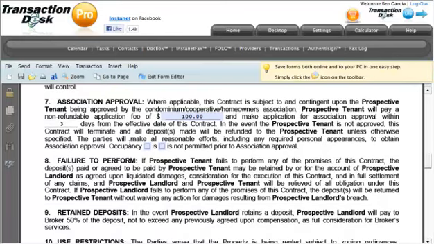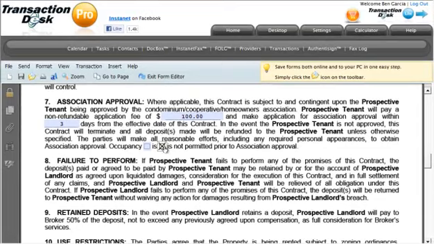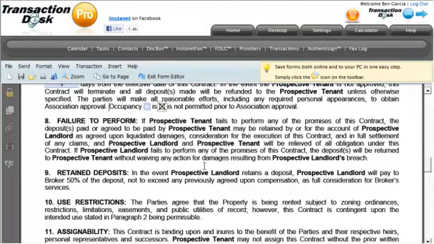Normally association approval is required. Again, that's a whole other issue. Unless it's explicitly written into their bylaws, they cannot deny anyone. They can only recommend their opinion to the landlord. 90% of the agents don't know that. We do know that. We study our laws and statutes here, and we'll discuss that in a different module. Occupancy is not permitted prior to association approval. Please don't allow your tenants to go in prior to association approval.